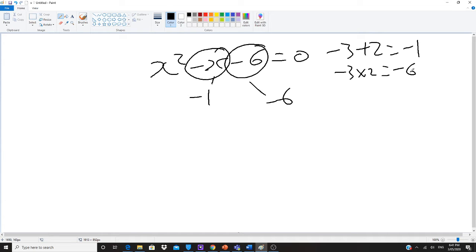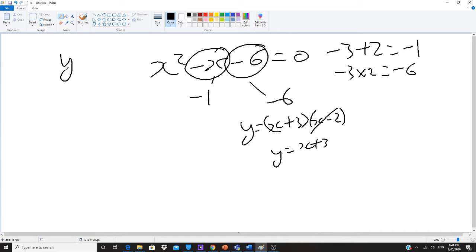Now that we have these values, we're going to put it in the form y is equal to (x plus 3)(x minus 2). The reason why I flip the signs is because when we do it this way, for example, if I cancel off this and I'm left with y is equal to x plus 3, as we know, to find the x-intercept, we have to make y is equal to 0. So then you have x plus 3 is equal to 0.